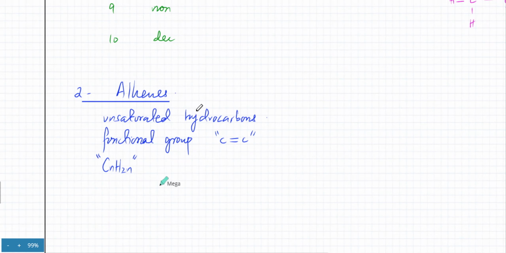Now, there would be two issues. One is the position of the double bond. Where is the double bond? That has to be mentioned.